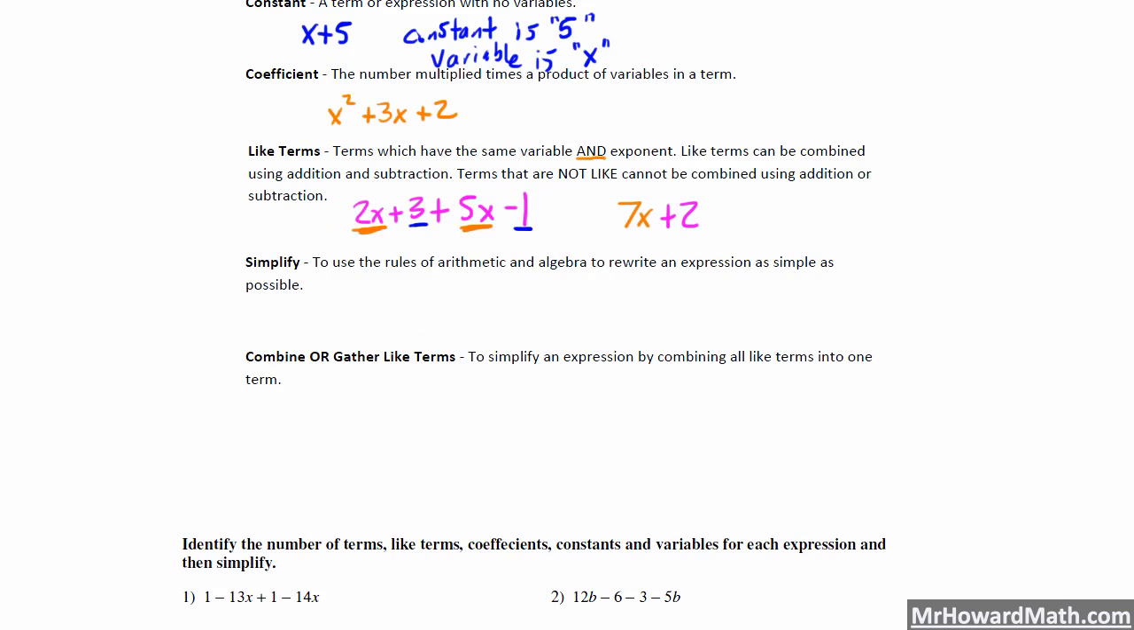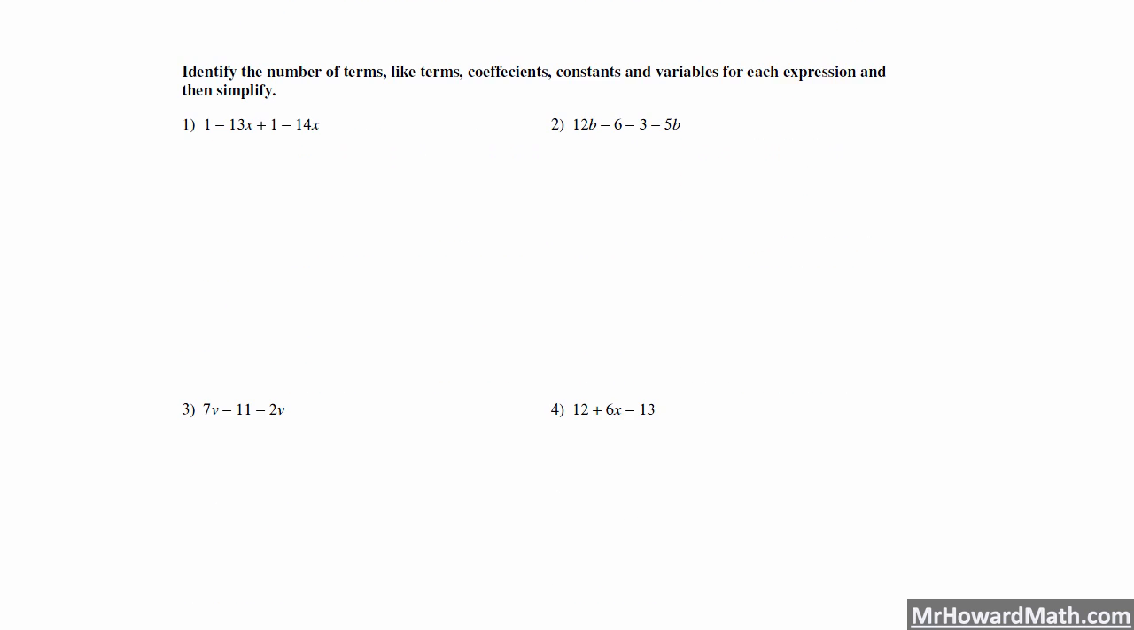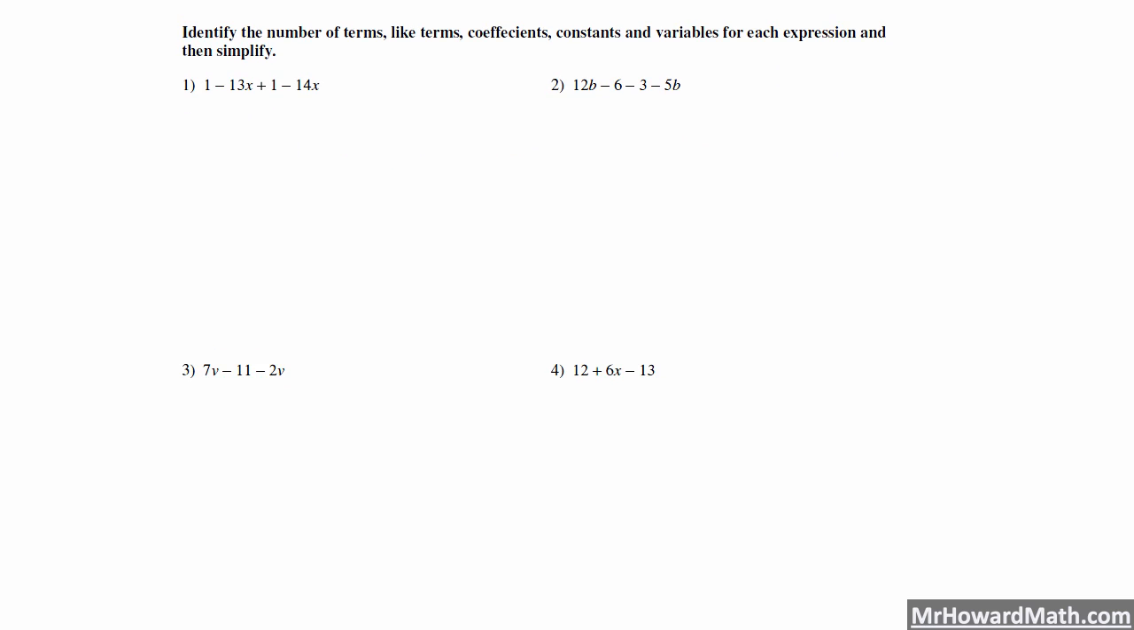Alright, let's look at some examples here. Example 1. Identify the number of terms, the like terms, the coefficients, the constants, and variables for each expression, and then simplify. Okay, so let's do all of that first. So the number of terms, how many terms? We have 1, 2, 3, 4. Notice each term is separated by an addition or subtraction sign. Okay, so we have, write that over here, 4 terms.